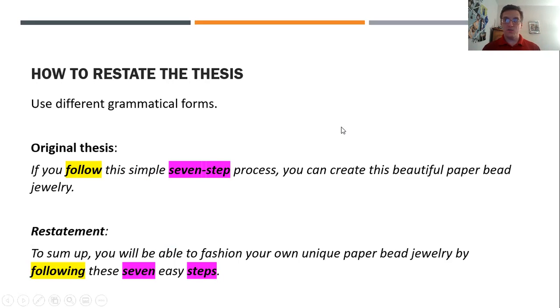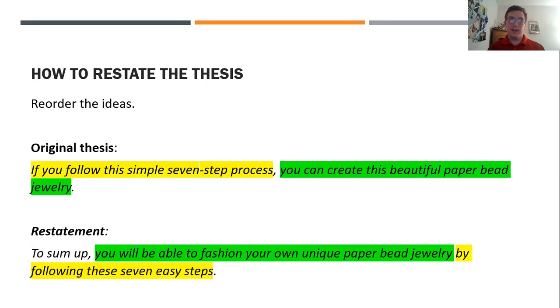And then the thing that students often do not do, and something that really you should do, is reordering the ideas. So getting beyond just looking at individual words or phrases, looking at the whole sentence and rearranging the sentence structure. So we can see in the original sentence, in the original thesis, in that yellow part, that's where we talk about the simple 7-step process. And then in the green, we talk about creating the paper bead jewelry.